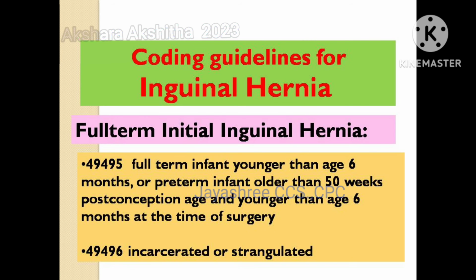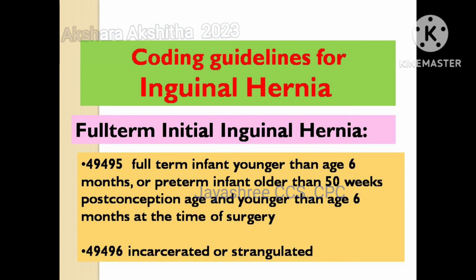The next CPT code range is for full term initial inguinal hernia. 49495 is for a full term infant younger than 6 months, or a preterm infant older than 50 weeks and younger than 6 months at the time of the delivery. Okay, the patient should be a full term baby, from birth to younger than 6 months. So we need to use one of these two codes. 49495 is for reducible, 49496 for incarcerated CPT code.